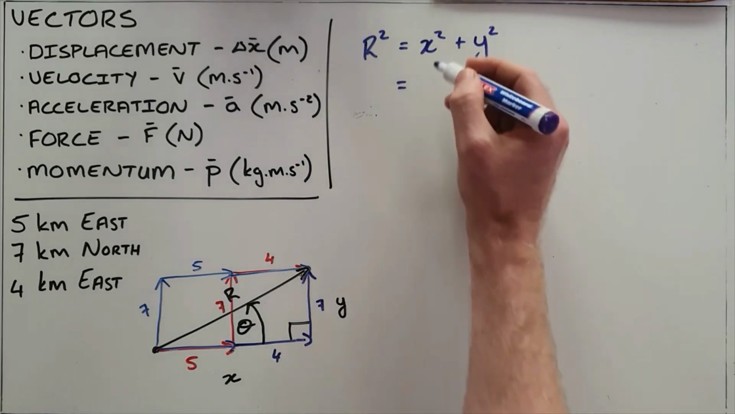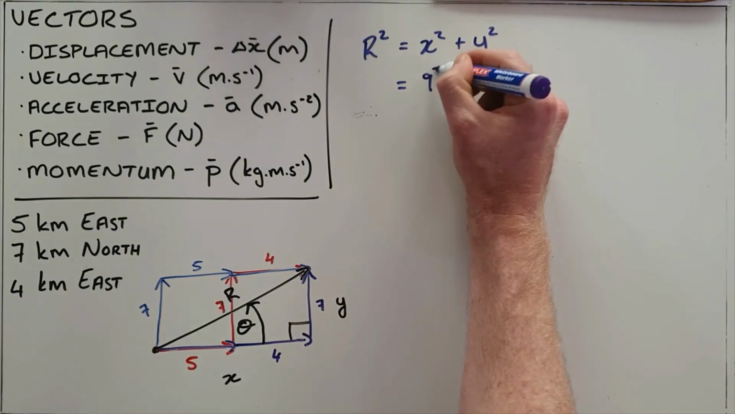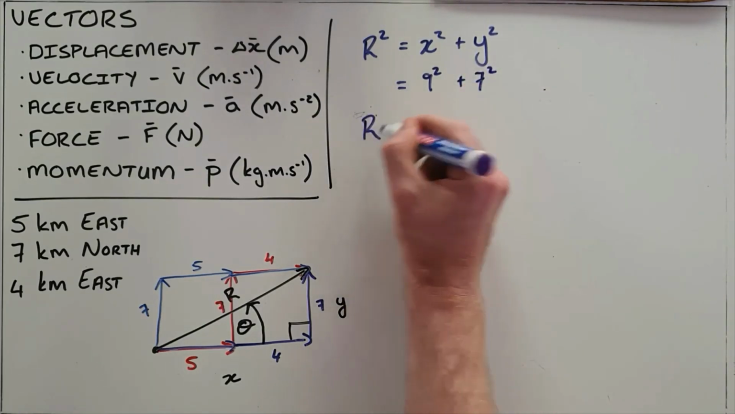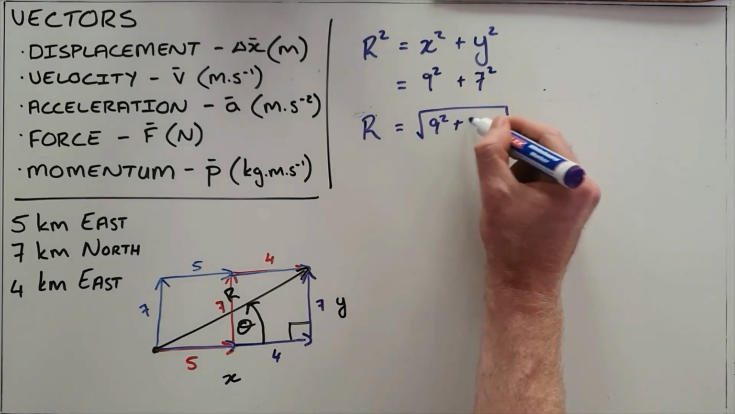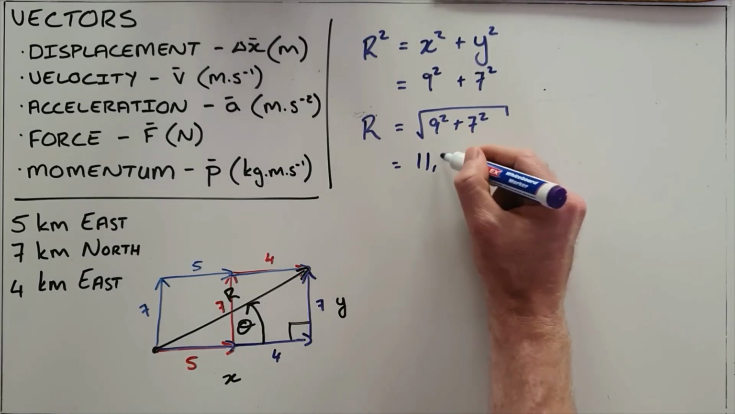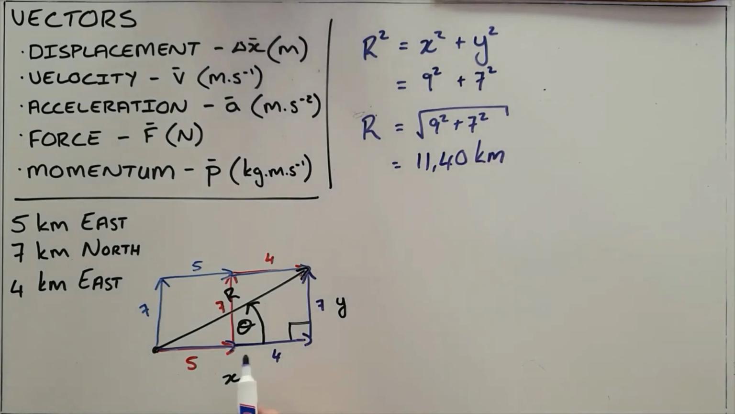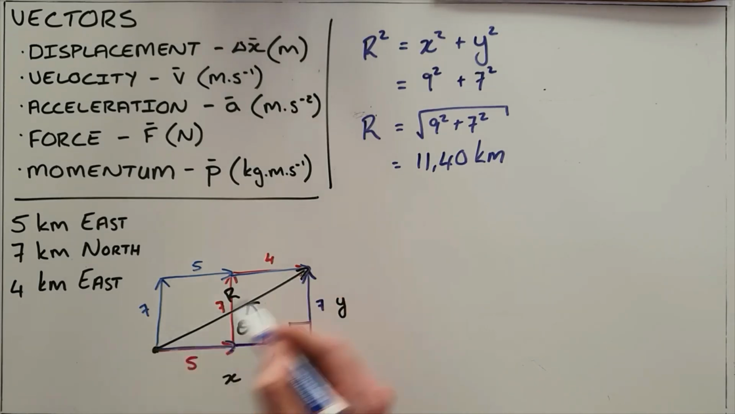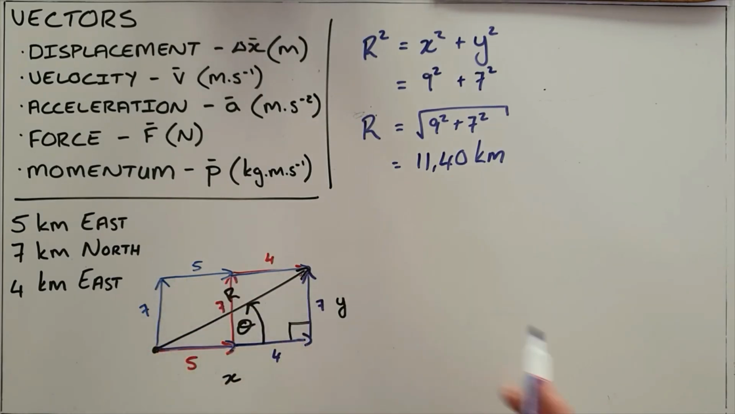In this case, the 2 combined x components are 9, squared, plus the y component 7, squared, and therefore our resultant is equal to the square root of 9 squared plus 7 squared, which is 11.40 kilometers. So what we are saying is that if this person had traveled 11.40 kilometers from the starting point in this direction, they would have ended in exactly the same place as the person who followed those 3 vectors.